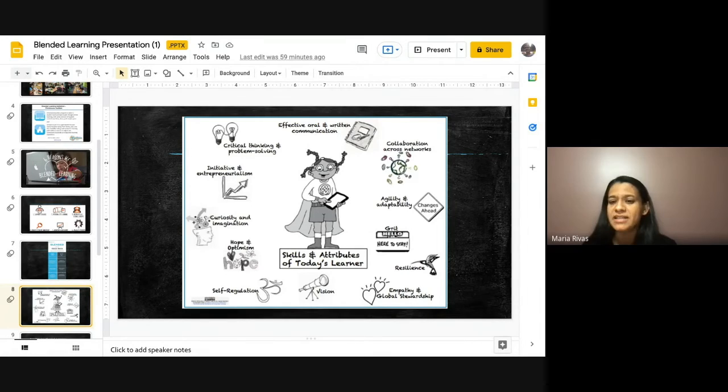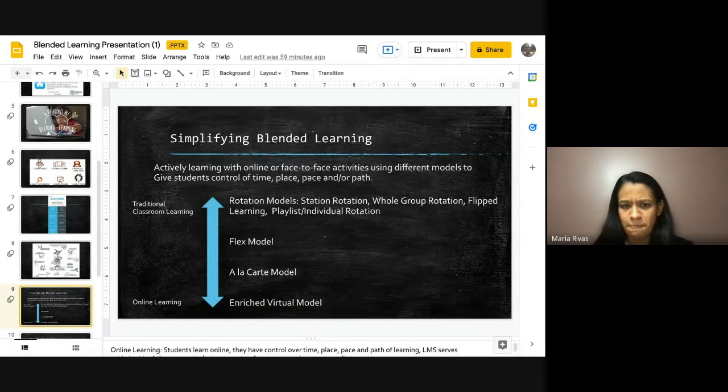Resilience, how important is it to be resilient? Empathy, they need to be empathetic, you know, have that global stewardship. They need to have a vision. And in blended learning, it's important to be able to set those goals. So I'm going to let you all read those, because I know we're running out of time, and I want to cover something. I want to go over simplifying what blended learning is.